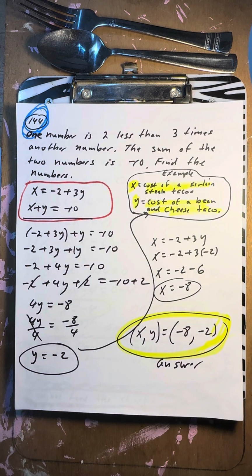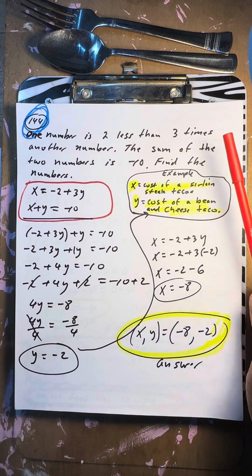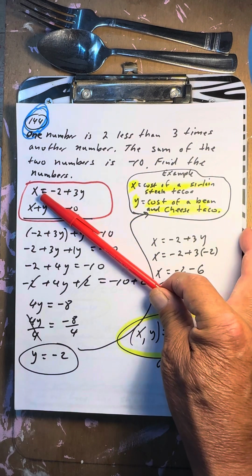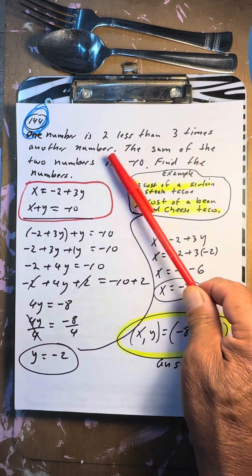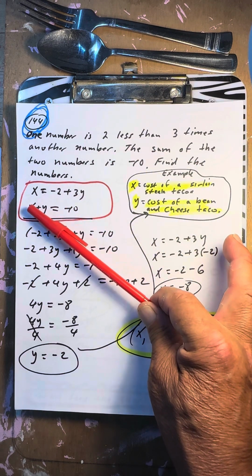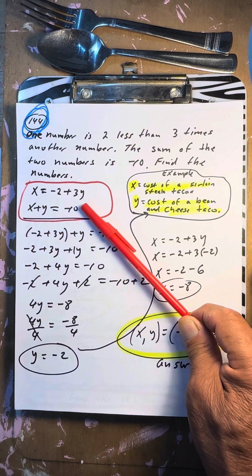One number is 2 less than 3 times another number. The sum of the two numbers is negative 10. So if you add the numbers together, x and y, it's negative 10.